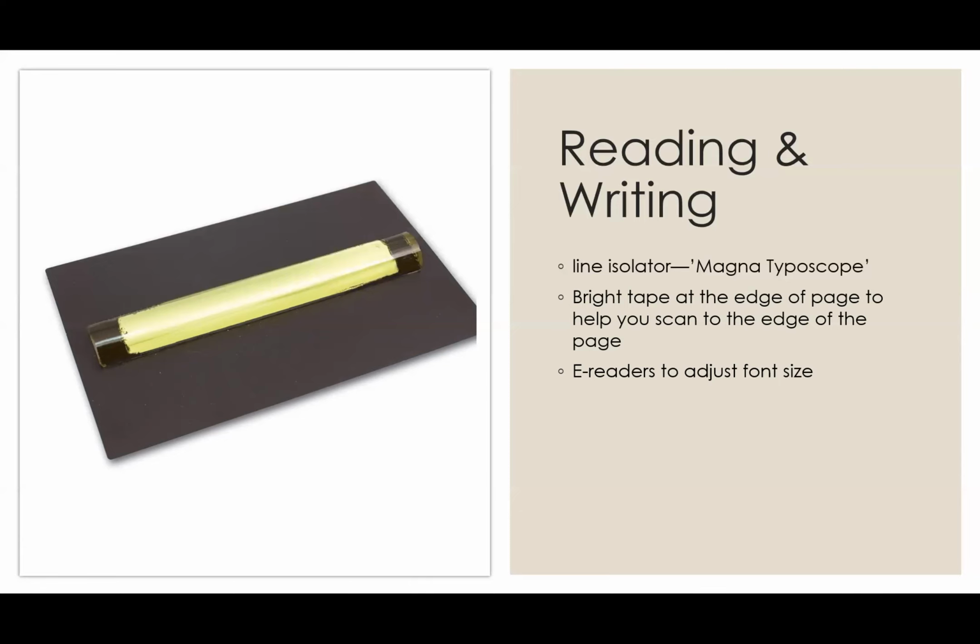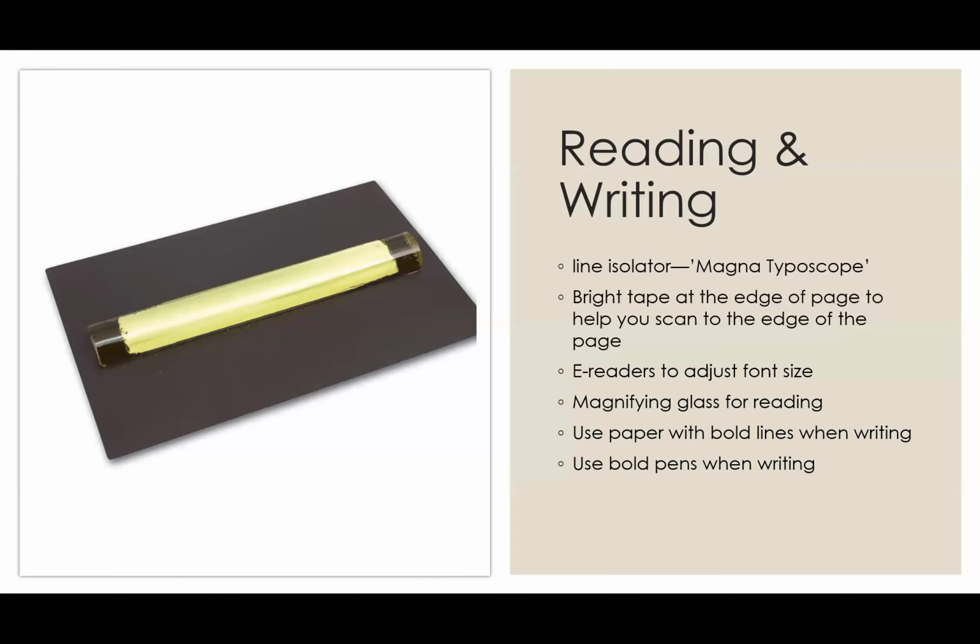You can use an e-reader like a Kindle, anything like that, so that you have more control over the font size. And then you can use a magnifying glass for reading. So kind of just one aspect of that picture right there, just using a plain magnifying glass. Use paper with bolded lines when writing to help it be easier for you to see the lines. And then use bold pens when writing, so like a bold black pen. And then you're able to purchase large print address books, calendars, checks, things like that. So those can be very helpful as well.